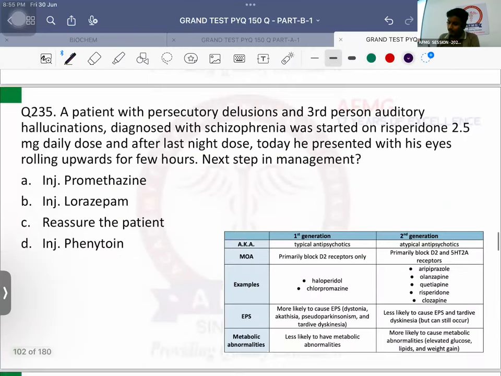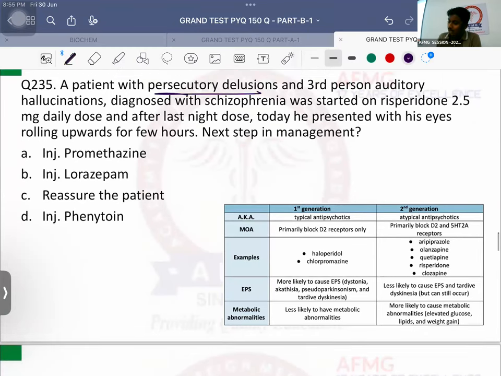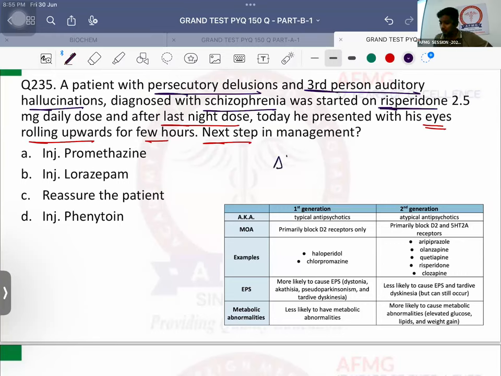Question number 235. A patient with persecutory delusions. That means delusion of persecution. Somebody is going to harm me or kill me. Okay. And third person auditory hallucination. Diagnosed with schizophrenia. Was started on risperidone. Risperidone is typical antipsychotic or atypical? Atypical antipsychotics. Okay. And after the last night dose, today he presented with his eyes rolling upwards for a few hours. Next step in management. What is the complication that he suffered from risperidone?